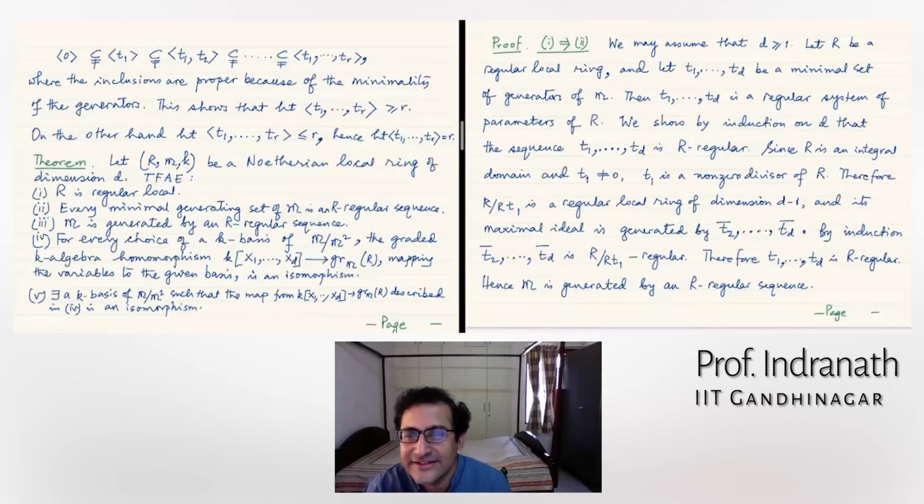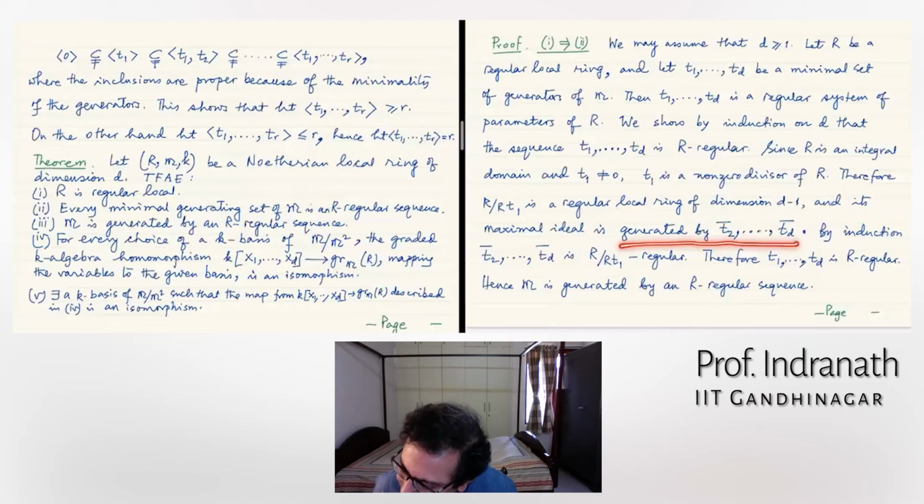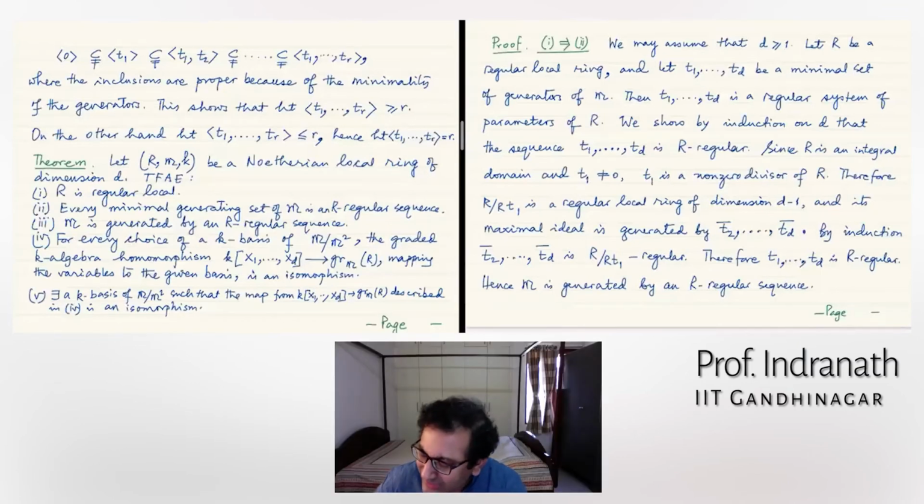So that's exactly the standard argument every time. You have a non-zero divisor here. You have already used the integral domain condition, and therefore it's part of a system of parameters. Therefore, you have a regular local ring whose dimension has dropped exactly by 1, and its maximal ideal is generated by the images of the remaining elements. That's obvious. So by induction, this is regular, and therefore this is an R regular sequence, and therefore M is generated by it. There's a routine behavior in this argument, and this will continue, but of course with some intermittent technicalities here and there. Any questions here?